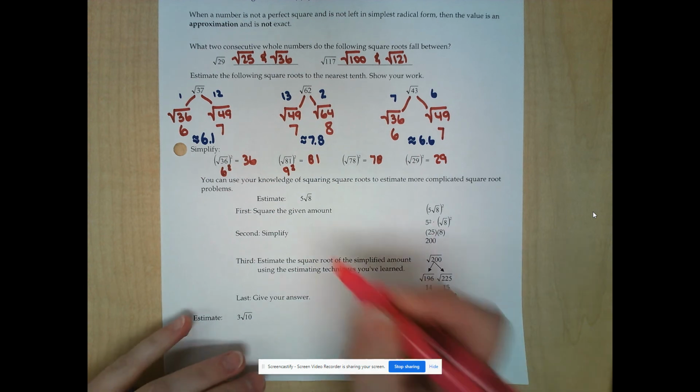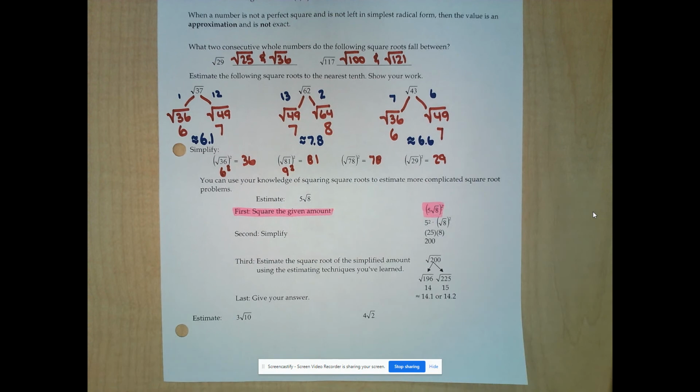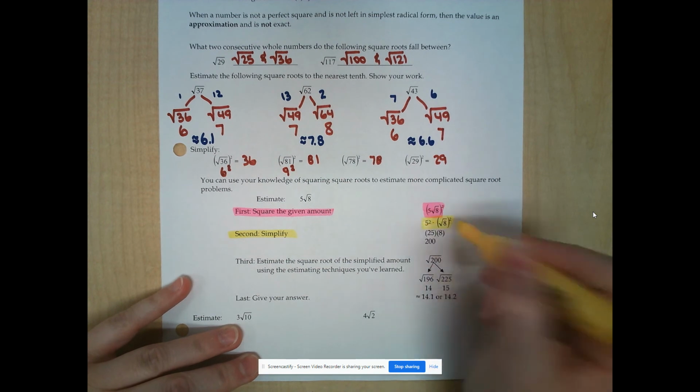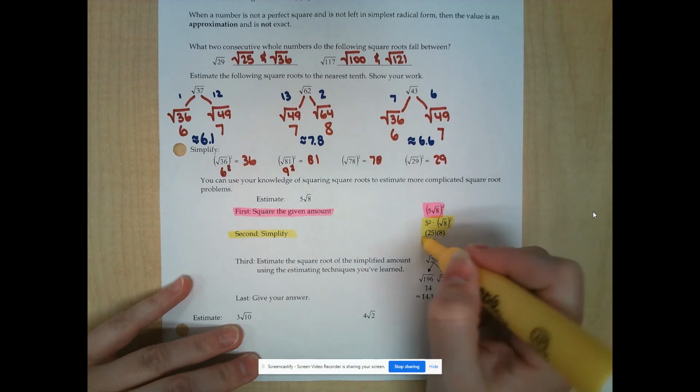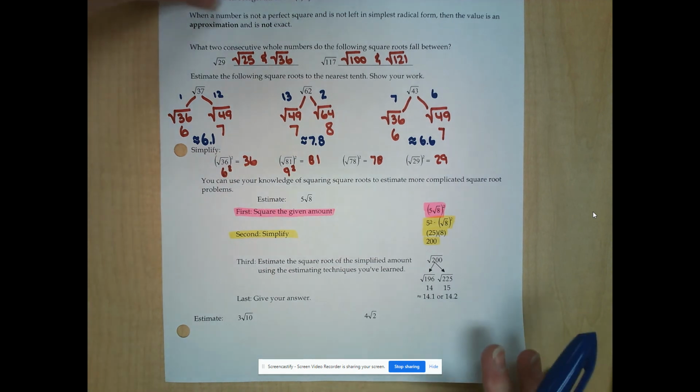So there are steps. First, you have to square the given amount. And you will notice over here, the first thing you'll see me do is put it in parentheses and square it. The second thing you're going to do is simplify. You're going to square it, then simplify that result. Last but not least, you're going to take that result and estimate its square root as a decimal. So I'm going to start with a couple sample problems at the bottom because this doesn't make a lot of sense until you see it live and in action.